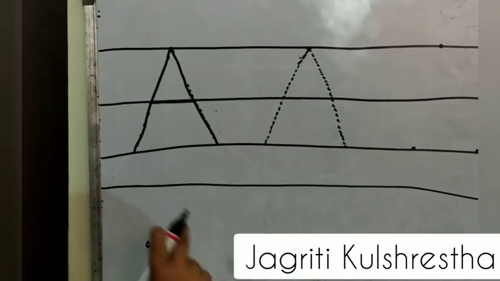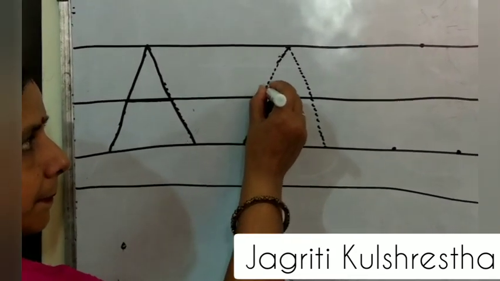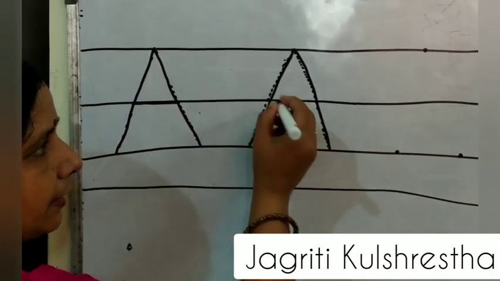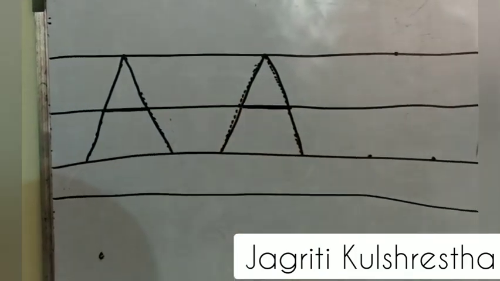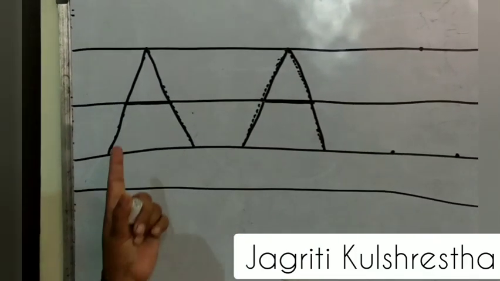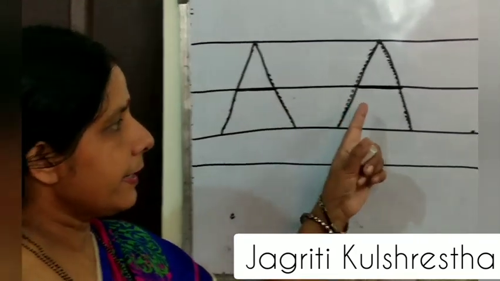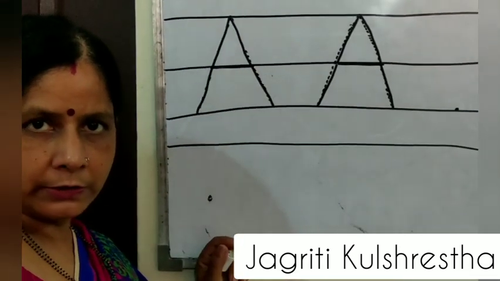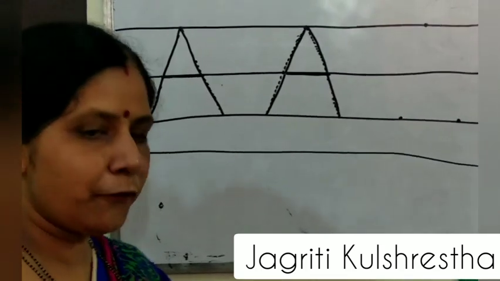Okay? Up, down, and then one sleeping line. Like this. Which alphabet is this? A. We have to go up and then down. Up, down. Practice with me. With your finger, practice with me.